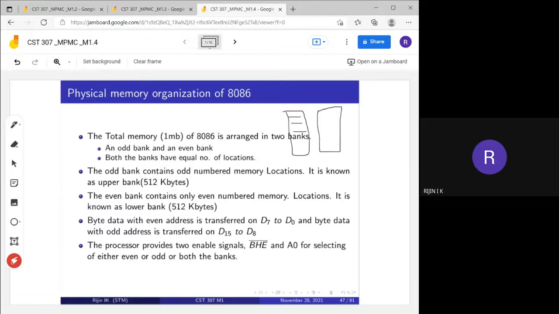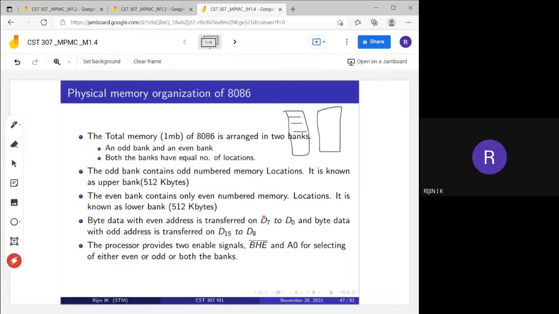So we will divide that into two halves. One is the odd bank and the next one is the even bank. That means the odd bank contains 512 kilobytes of memory, and the even bank also contains the same 512 kilobytes of memory. The odd bank contains odd numbered memory locations, and the even bank contains even numbered memory locations.